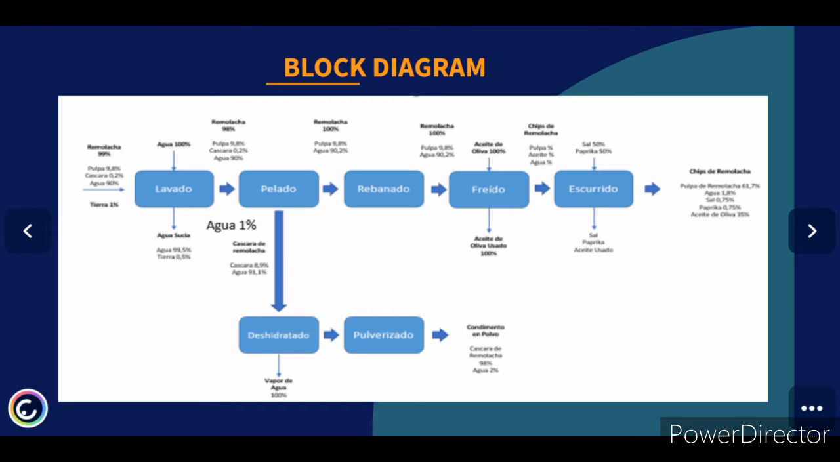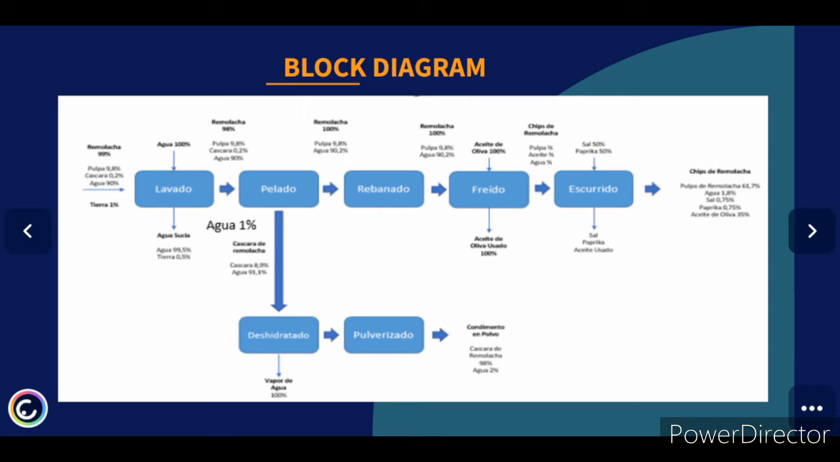The next process is frying. It has as input the 100% olive oil and the output is offset for jetting oil. For the next process is draining, with inputs of salt and paprika, 50% of salt and 50% of paprika. And the outputs are salt, paprika, and used oil. From the process, the beef chips were obtained.